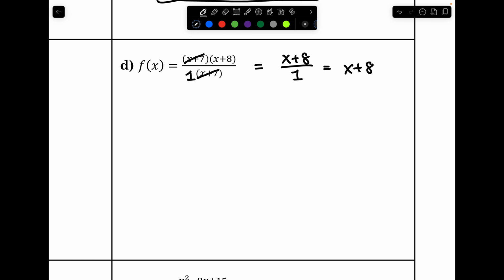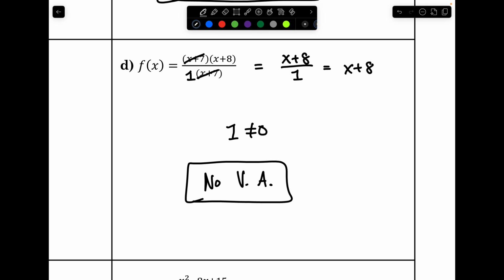Now notice that there's no denominator here, so there's nothing to make equal to 0. We cannot have, in this format here, 1 equal to 0. So this one has no vertical asymptote as a result. A vertical asymptote would result only if we had a denominator with a value of x plus some constant that we can solve an equation for. But in this case, since there isn't, there is no vertical asymptote.